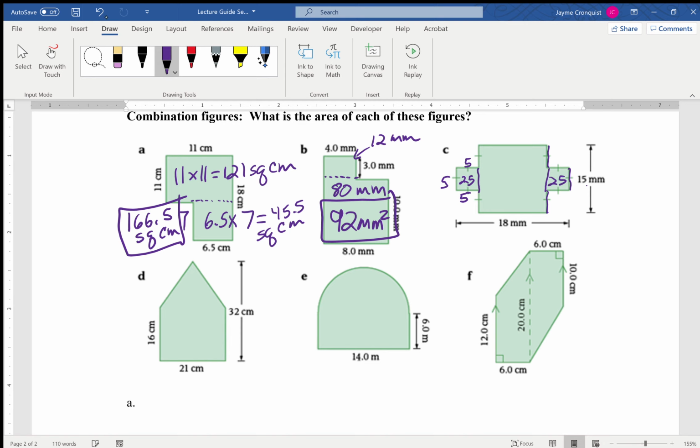Okay, 18 centimeters. This portion is going to be 18 minus this 5 and that 5. So that's 10. So 18 minus 10 is 8. So that means this is 8 by 15. So the area of this rectangle is 120. 8 times 15. Yes. Okay, so this is 120. Now we just add the three numbers. 25 and 25 is 50, plus 120 is 170. So this is 170 square millimeters.